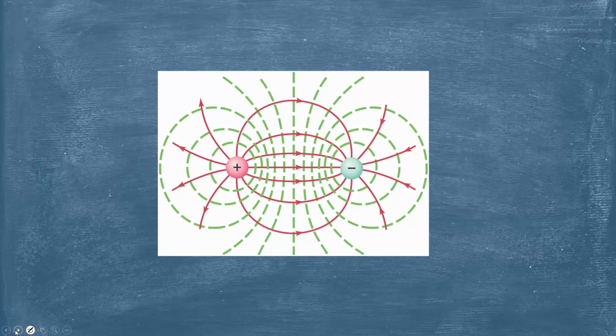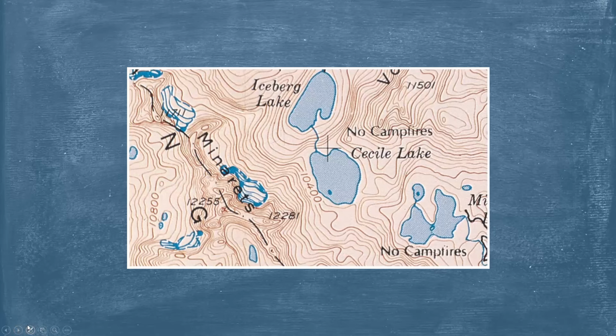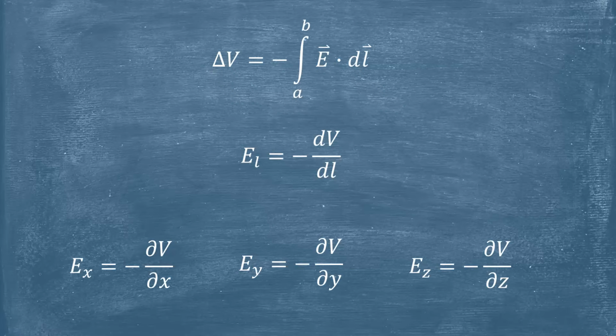Just to draw an analogy to gravitational potential, this quantity that we don't really look at, but if you have a topographical map where each of these lines represents a given elevation, those lines also represent equipotentials for gravitational potential energy. Alright, that's basically all there is for equipotentials.